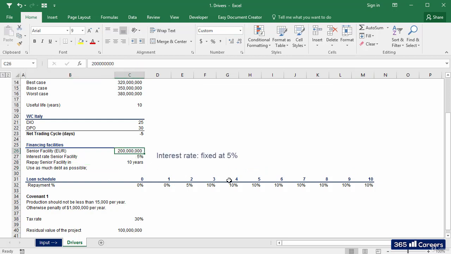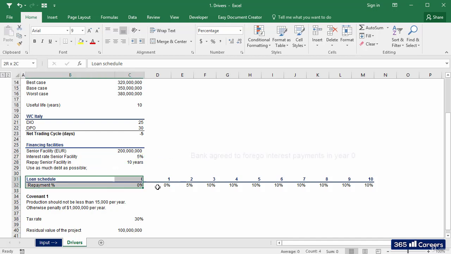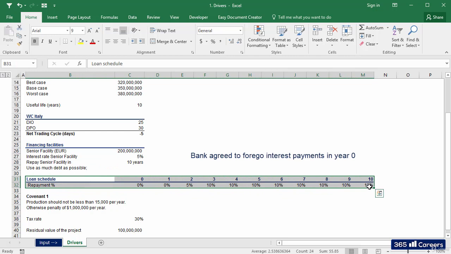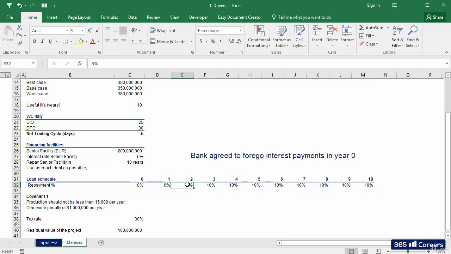The interest rate of the financing facility is fixed at 5%, which is a little higher than current market rates, but gives you stability predicting future interest payments. The loan must be repaid according to the following reimbursement scheme. A huge help from the bank is that they agreed to forego interest payments for year 0. That's when the plant will be built.